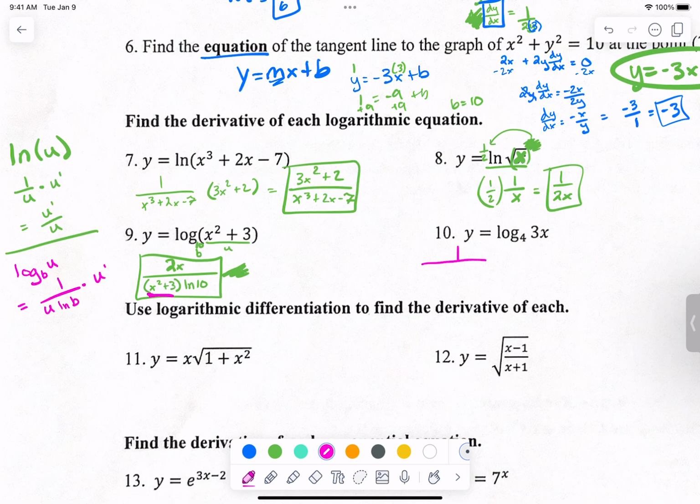Did you get 1 over 3x times ln of 4, times 3, but the 3 goes on the top? I did not get that. I have a 3 on top. She has a 3 on top, and not on the side, right there, like that. That's what you got.